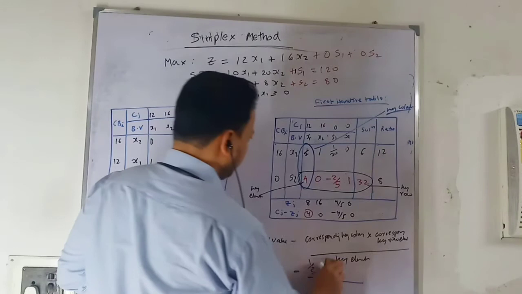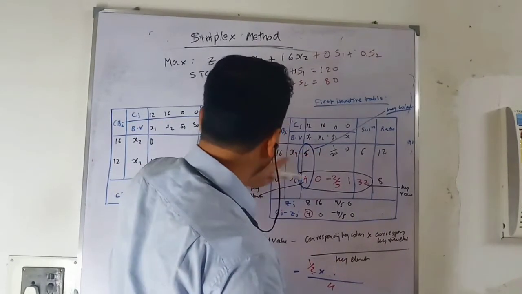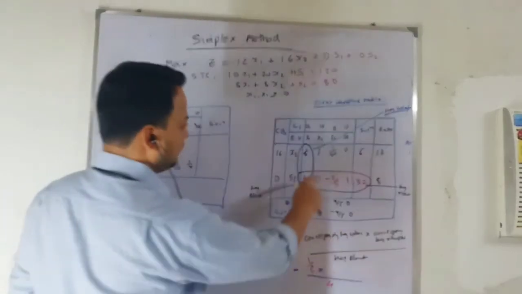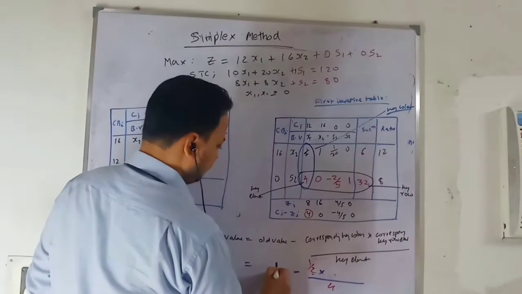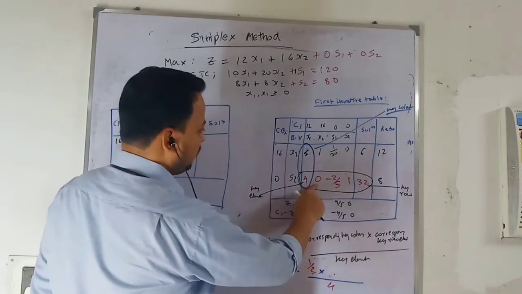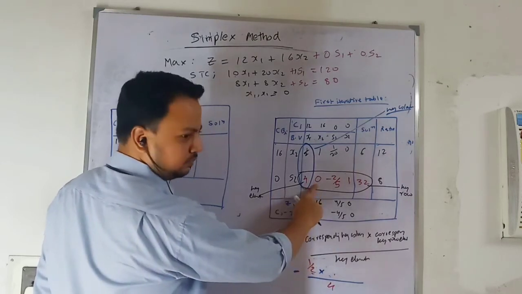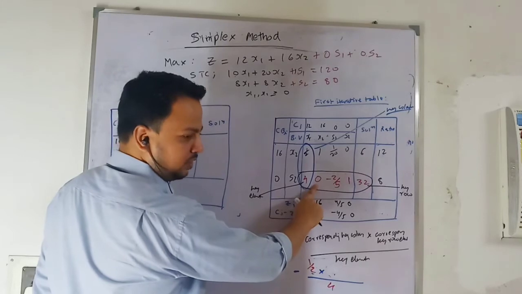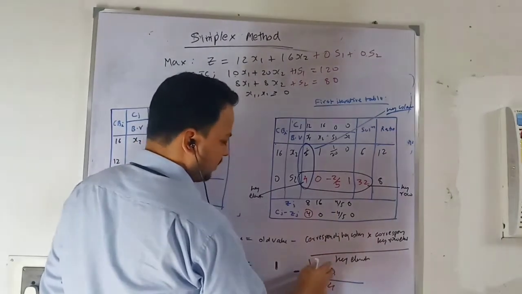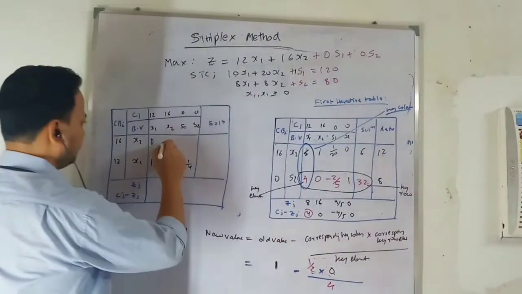Now, for the second element, first row, second column, A1, 2. Okay? On value is 1. Okay? Corresponding column value is 1 by 2. Corresponding row value is how much? 0. So 1 minus something that has 0, so it will be 1.